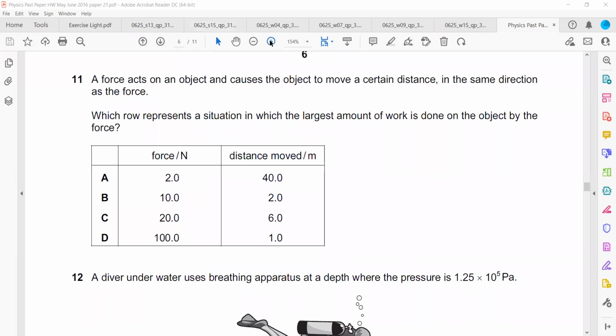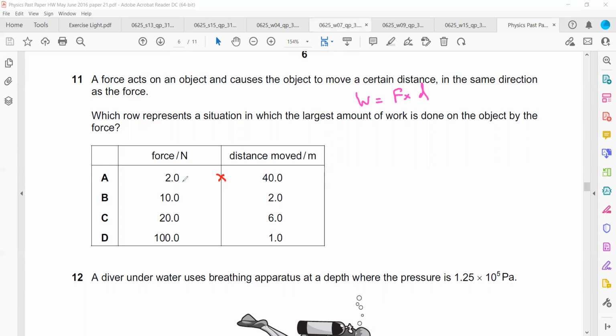The next question: a force acts on an object and causes the object to move a certain distance. Which row represents the largest amount of work done? So what is the formula for work done? The work done is actually a product of force and distance. When we multiply them, we'll get the work done. In the first column we have force, in the second column we have distance.